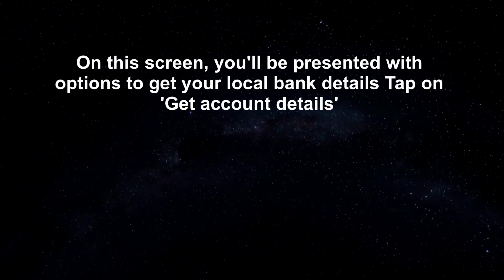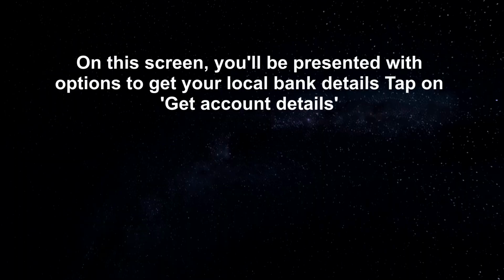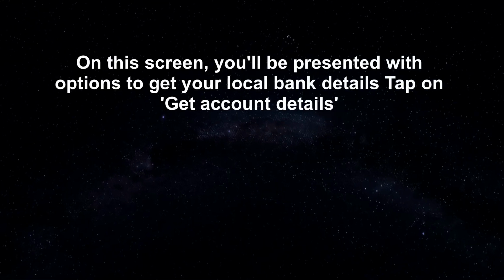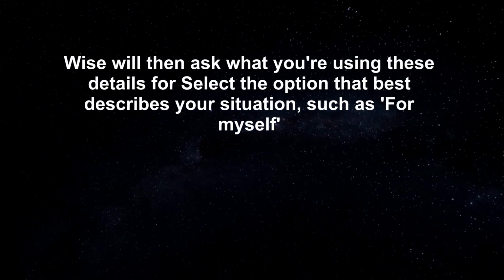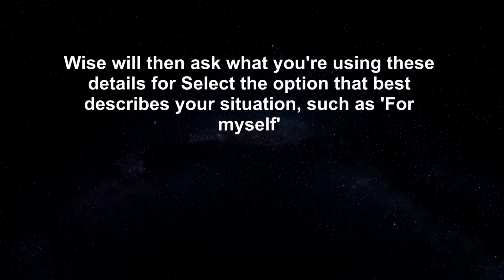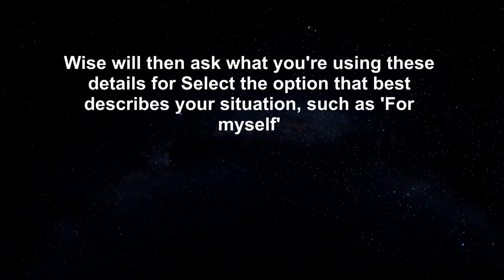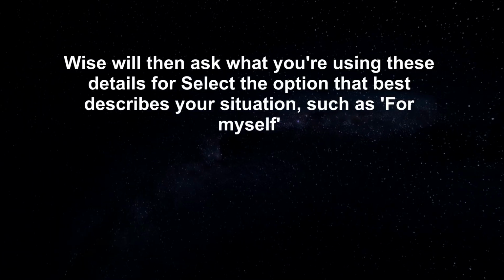On this screen, you'll be presented with options to get your local bank details. Tap on Get Account Details. Wise will then ask what you're using these details for. Select the option that best describes your situation, such as for myself.